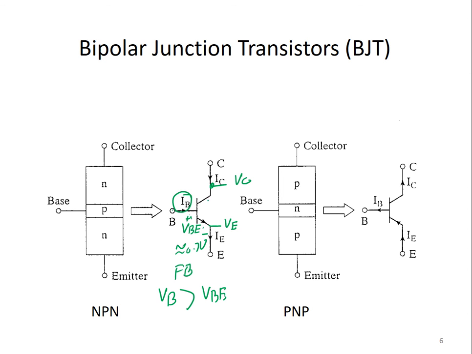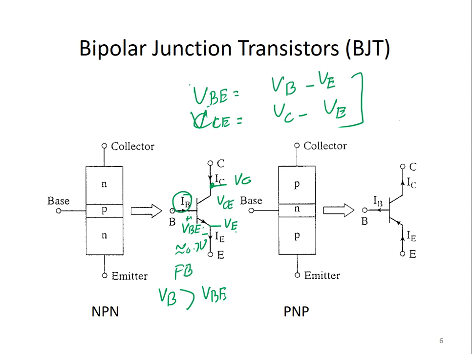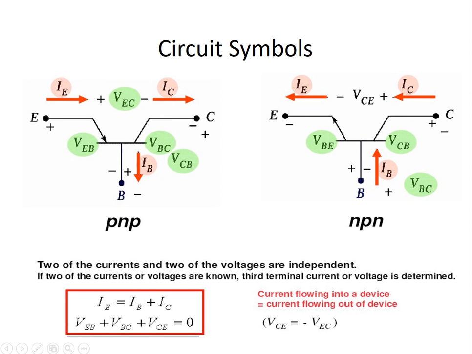Here, if we have the collector voltage and the emitter voltage, the difference of them is the collector-emitter voltage. If we are trying to calculate the base-emitter voltage, this is basically the base voltage minus the emitter voltage. If you are trying to calculate the collector-emitter voltage, it is the collector voltage minus the emitter voltage. These are the basic formulas. And if we just apply KVL and KCL, we will get these equations.